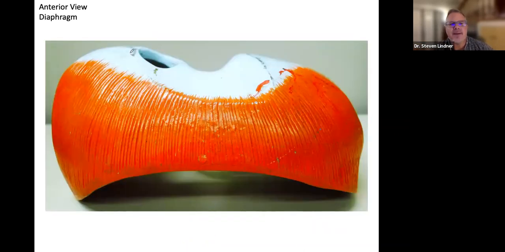This is just showing the diaphragm. This is innervated by the phrenic nerve, which comes from C3 to C5. And Lindner's little rule is C3, 4, and 5 keep the diaphragm alive.